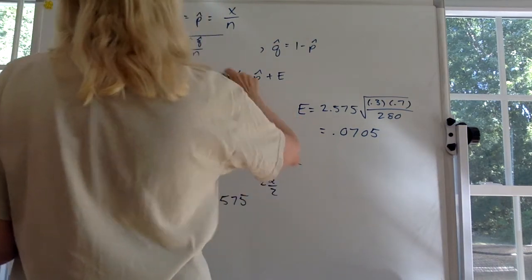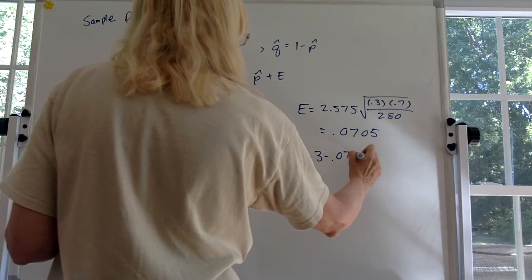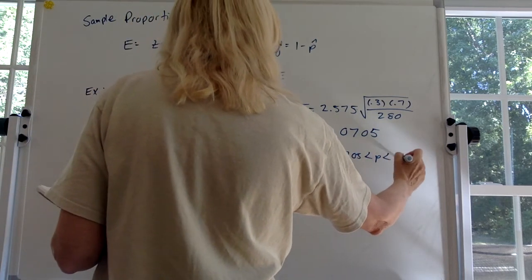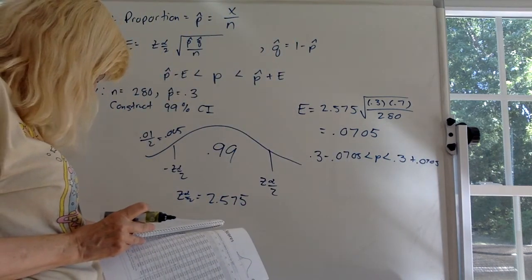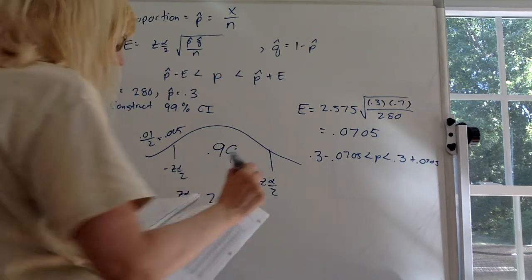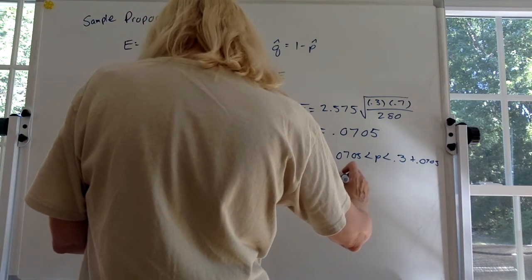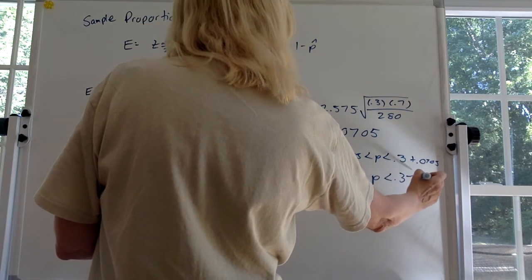Okay, so 0.0705. So now it's just plug into the interval. p hat is 0.3. So it's 0.3 minus 0.0705, and 0.3 plus 0.0705. I think they asked you to round it to 3 places. I got 0.229 and 0.371.